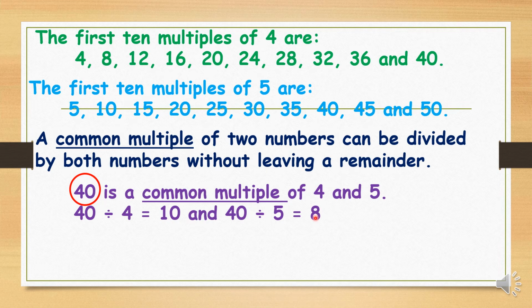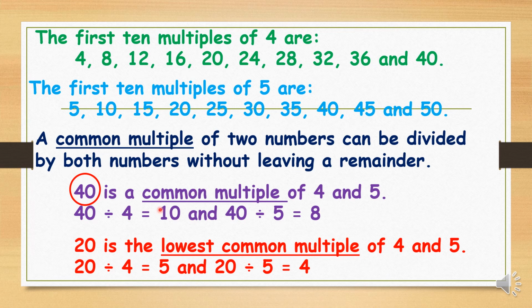Now, which of these two, 20 and 40, would be the smallest or the least common multiple? You're right. 20 is the lowest or the least common multiple of 4 and 5 because 20 is the smallest number that can be divided by both 4 and 5 without leaving a remainder.